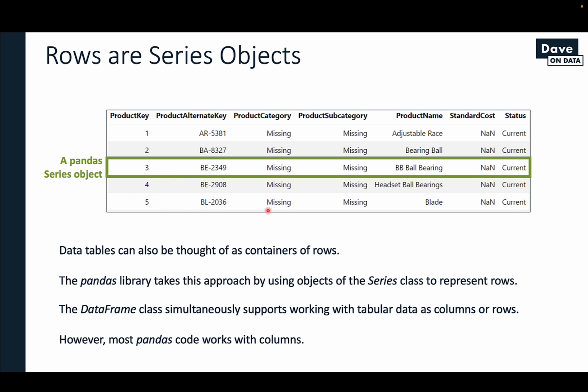Now, generally speaking, we tend not to work too much with pandas series objects in the context of rows. The vast majority of what we're doing is working with entire data frames or columns within data frames. But I cover this just to be complete. Also know that you can think of a pandas data frame as a collection of series objects representing the rows of data. Okay, now with that conceptual framework, let's just jump right into the code.